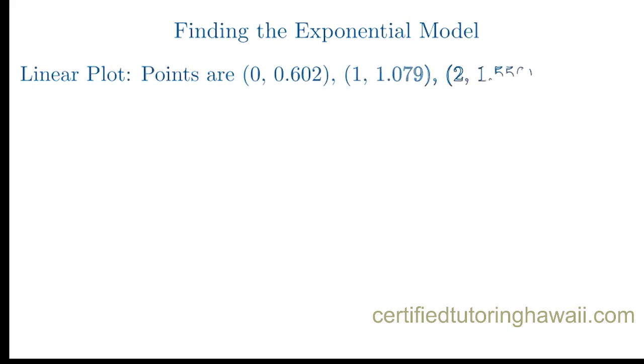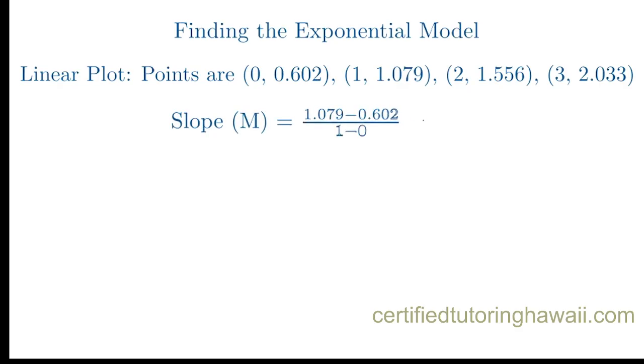We need to find the slope and the y-intercept of this line. Let's use 2 points, (0, 0.602) and (1, 1.079). The slope m is the change in the y values divided by the change in the x values. This gives us a slope of approximately 0.477. The y-intercept, c, is the y value when x is 0, which is 0.602.